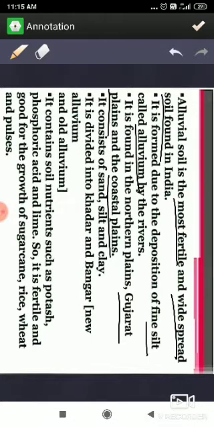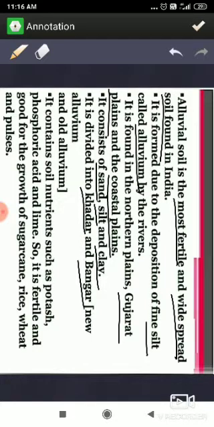It consists of sand, silt and clay. These are the extensive fertile soils of India. It is divided into Khadar and Bangar. Soils are classified on many bases, and one of the bases is age, and according to that we have Khadar and Bangar, new alluvium and old. Khadar soil is new alluvium and Bangar is old alluvium.